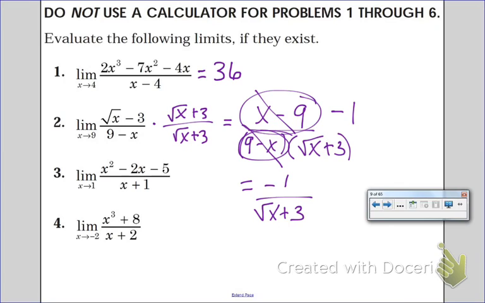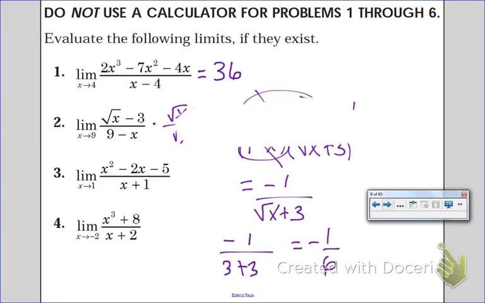So when you plug in 9 to that, Farah, you get negative 1 over the square root of 9 plus 3. So the square root of 9 is 3, plus 3. So that would be negative 1 over 6. So both ways work, just to give you that information.